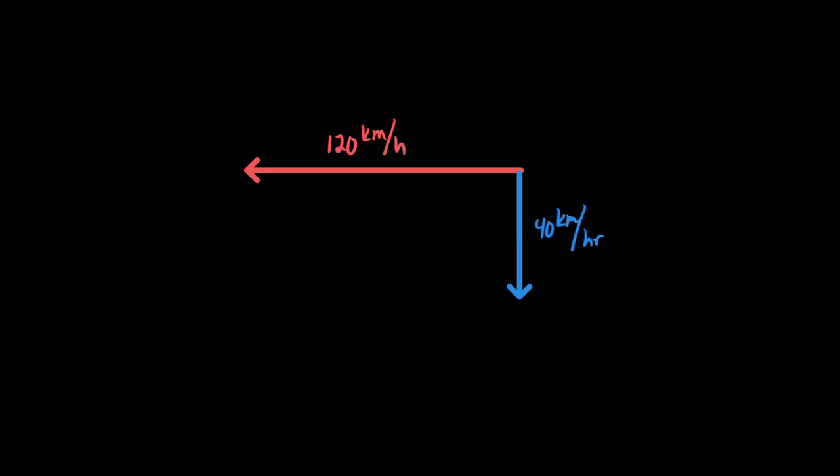A plane is facing due west and is attempting to fly at 120 kilometers an hour. However, the air is moving south at 40 kilometers an hour. And the wind is blowing or something. I would like you to tell me how fast the plane is going relative to the ground, and what direction the plane is actually moving relative to the ground.